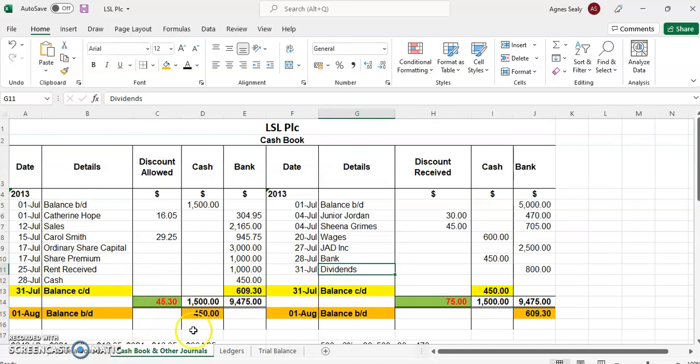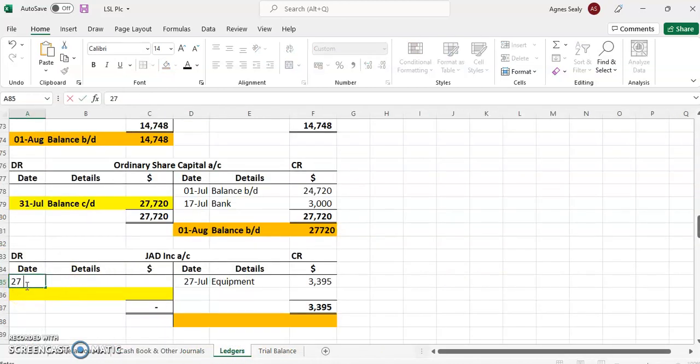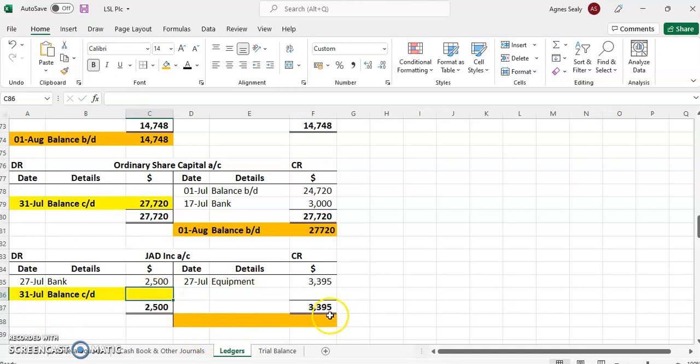And then you look to see if any payments were made to JAD Inc. And on the same 27th, payment was made, which was the down payment of $2,500. Bank is credited, so JAD Inc. is debited. 27th of July, bank, $2,500. So 31st of July, balance carried down. The credit side is $3,395. The debit side is only $2,500. So the difference falls here, $895.